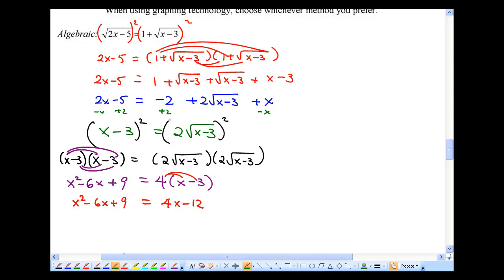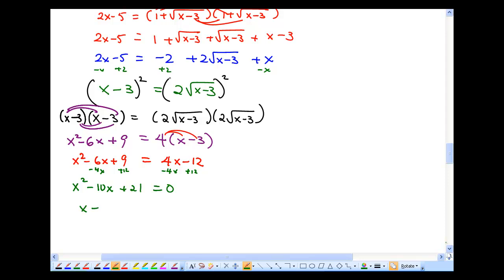Subtract now 4x and add 12 to both sides to move everything to one side. So minus 4x and then add 12. Looks like I got to factor again. Find two numbers that multiply to 21 and add to negative 10. How about negative 3 and negative 7? Which leads me to my answers of x equals 3 and x equals 7.